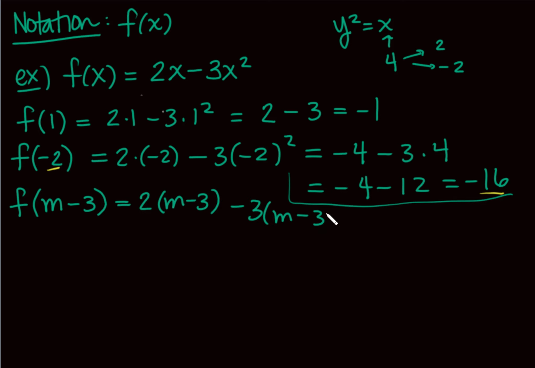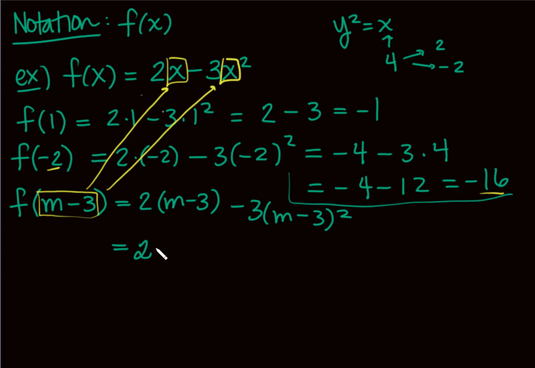Oops, sorry, but look at what I did here, guys. I took this m minus 3, right? Wherever I see an x in my function, I'm going to replace that x with the m minus 3. That's what function notation means. Distribute this 2. I can do that because I'm not doing addition or subtraction yet. What must I do here? Don't you dare take that -3 through. Okay, I'm sorry, that sounded a little mean, but you better not. Also, don't you dare distribute that exponent.